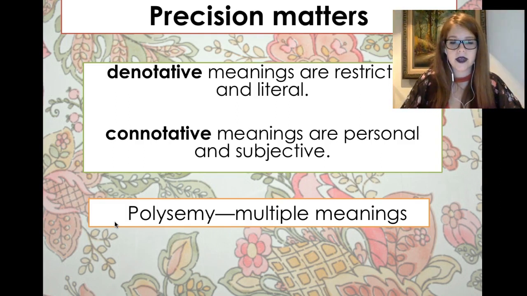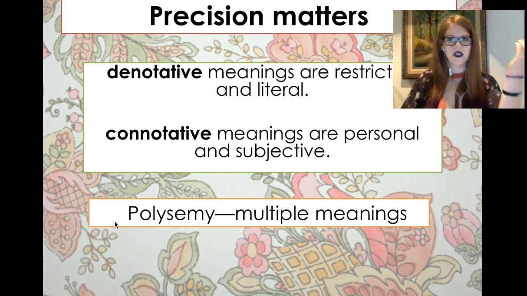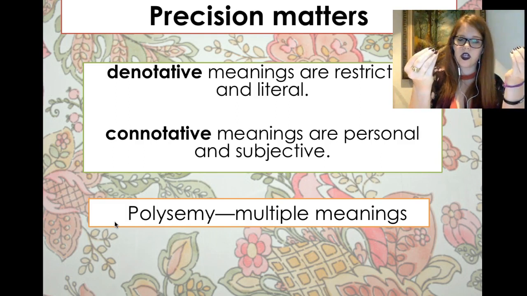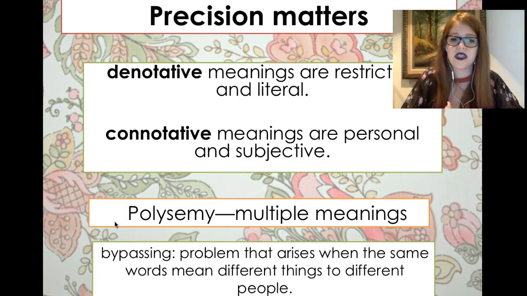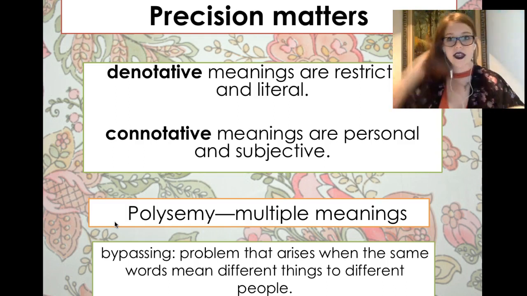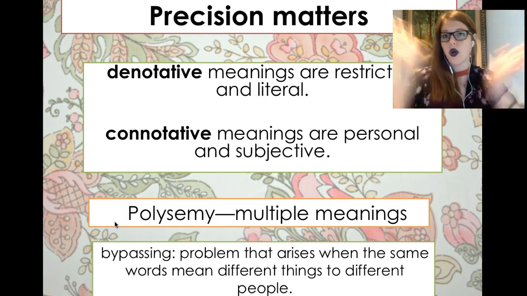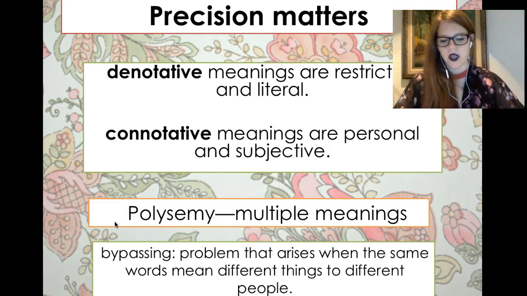We get this word polysemy. That means there are multiple meanings. And as a result, if we don't always understand whether we're talking about a denotative or a connotative understanding of a word, you get what's called bypassing, which is a problem that arises when the same words mean different things to different people. So, if I were to say, meet me in class early and I'll help you go over the lecture. Now, obviously we don't have a class time, but let's pretend the class was at 3. And I say, meet me in class early and I will help you go over the lecture. What time would you arrive?